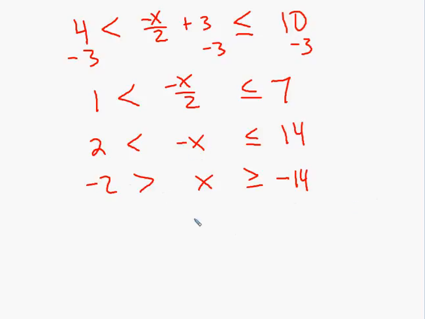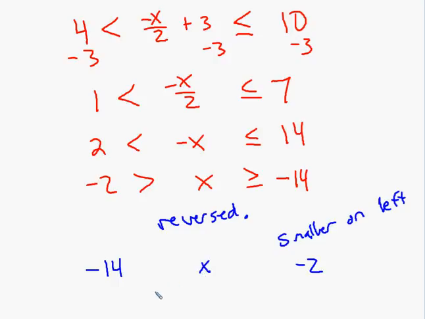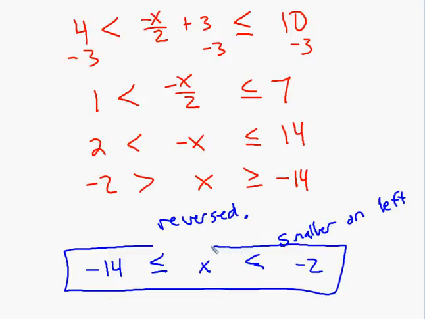Now, this is reversed. Well, what do I mean reversed? I mean, it's technically not wrong. I could say negative 2 is greater than x is greater than or equal to negative 14. That's true. But for easy graphing, I want the smaller number on the left. So whenever I end up with greater thans on these, I want to flip the entire thing around, with x in the middle, and then this symbol is going to end up over here, and this symbol is going to end up over here, but it's going to be a less than. That way it's in the right order. See how I did that?